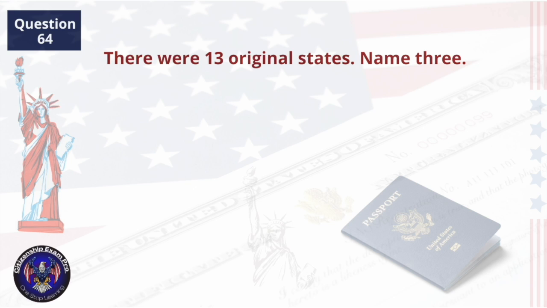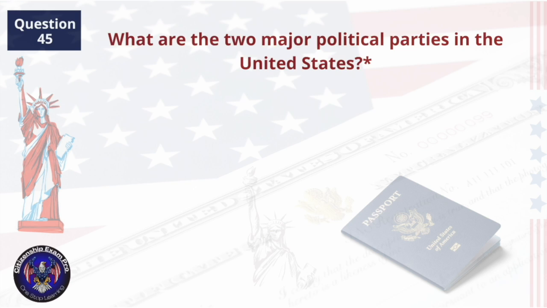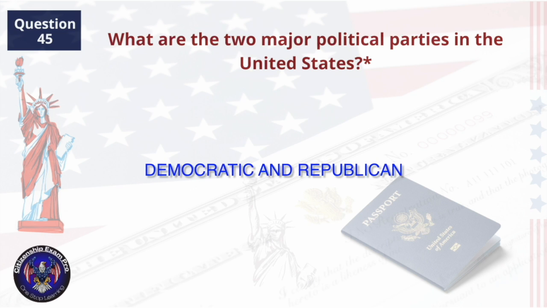There were 13 original states. Name 3. New York, New Jersey, and Pennsylvania. What are the 2 major political parties in the United States? Democratic and Republican.